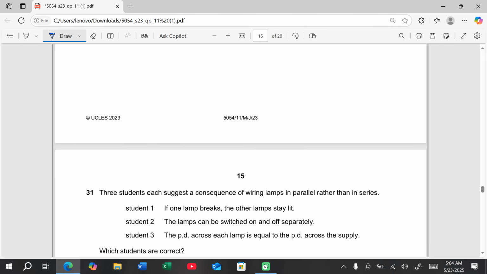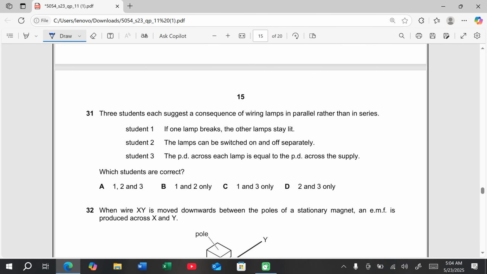Three students each suggest a consequence of wiring lamps in parallel rather than in series. Student 1: if one lamp breaks, the other lamps stay lit. That's correct. The lamps can be switched on and off separately. Yes, that's correct. The PD across each lamp is equal to the PD across the supply. Yes, all three students are correct.